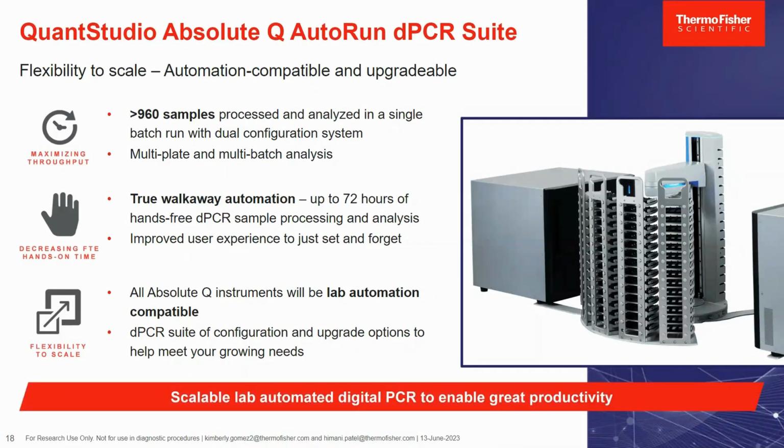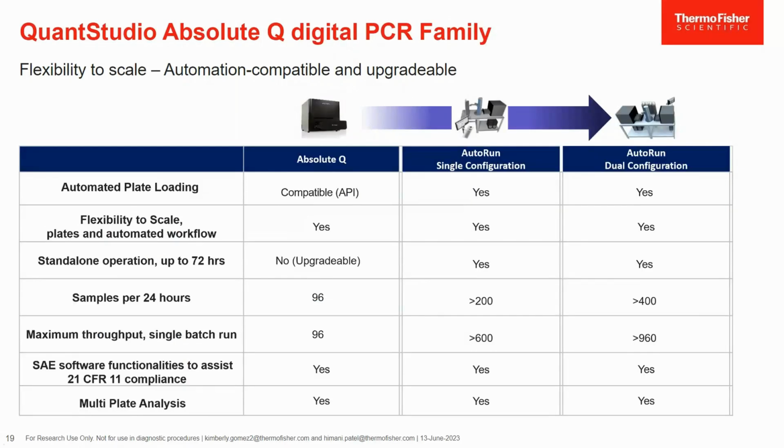With improvements in software, our instruments are lab automation compatible, and we have a menu of options to help with your laboratory needs and to enable greater productivity. We have a menu of options for dPCR users to choose from. You can start your process development with our Absolute Q instrument and then scale up with AutoRun. With the AutoRun suite, we allow for either a single or dual configuration. And this table summarizes all the features for each of these setups. I won't go into all of the details, but our upgradable options allow for lots of flexibility and scalability.